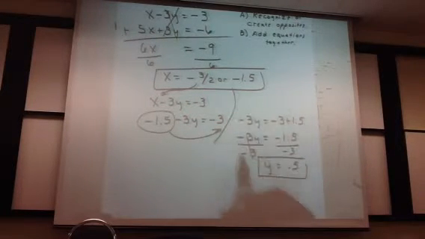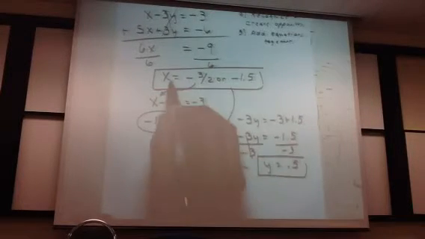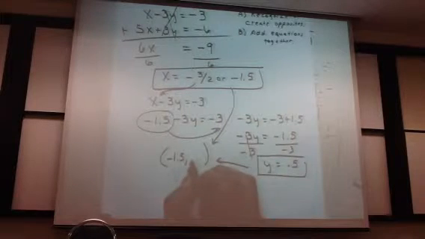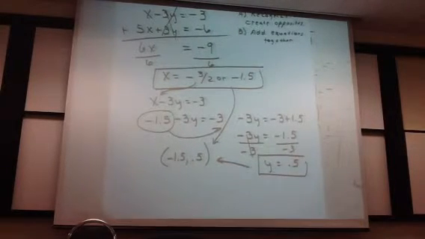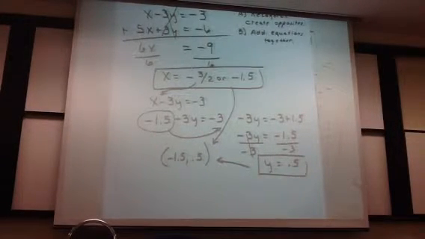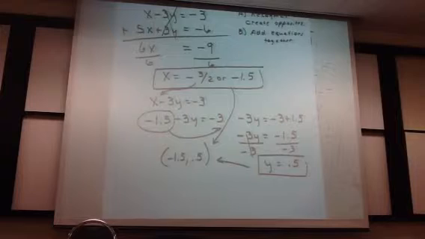So here's my point. X is negative 1.5. Y is 0.5. So negative 1.5 and 1/2 is basically my point. If you want to stick with fractions, feel free. If you want to go with decimals, take your choice.